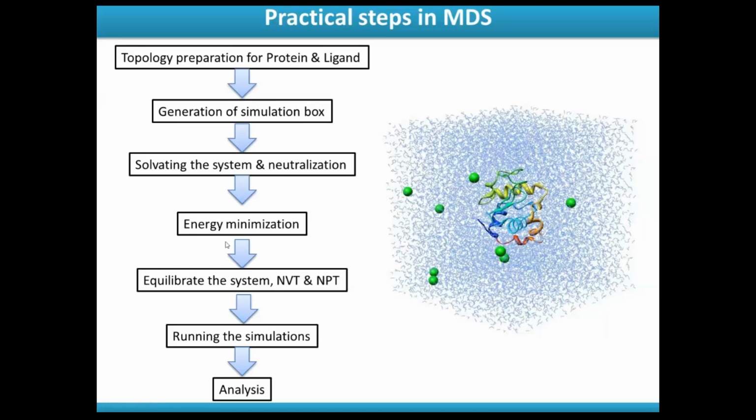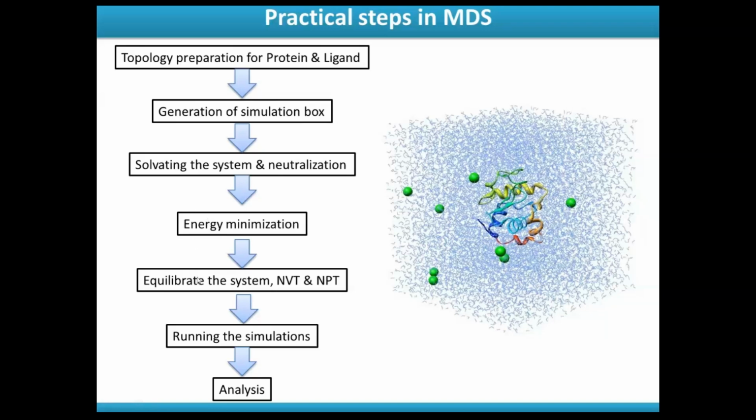Next is energy minimization. You need to lower the overall energy of the system so that there are no clashes, because during the actual simulation your system may explode if you have some clashes. So it's important that you lower the overall energy of the system first through energy minimization.